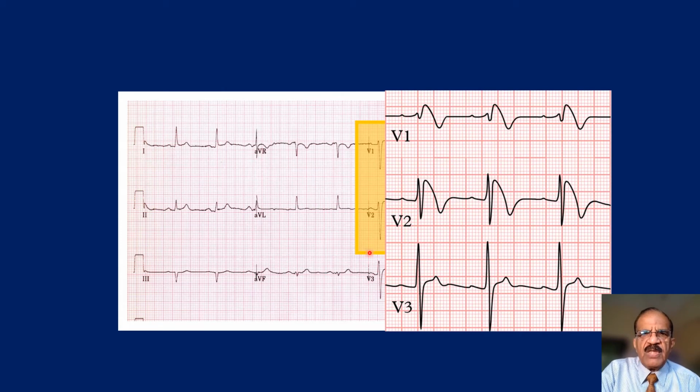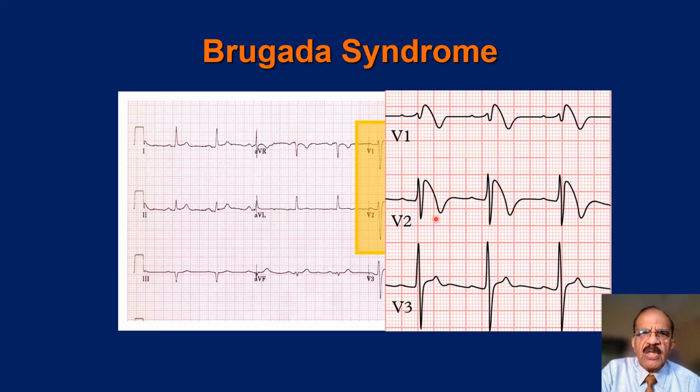This is the magnified view. You see this PR interval, QRS complex, and then there is a big, ugly, broad J wave type thing. And then it is followed by T wave inversion. This is Brugada syndrome. Brugada is a scientist. He is still alive. I actually met him once.